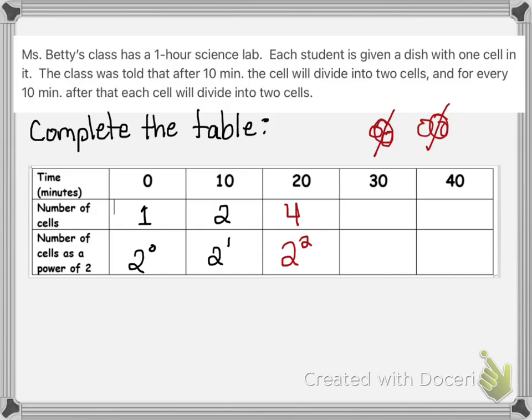After another 10 minutes, each one of those cells that are 4, they're going to divide into 2. So how many cells am I going to have? You got it, 8. So that would be 2 to the power of 3, because 2 to the power of 3 equals 8. After another 10 minutes, those 8 cells are going to divide into 2. So now how many cells will I have in all? You got it, 16. And that's going to be 2 to the power of 4. And that's how you complete the table.